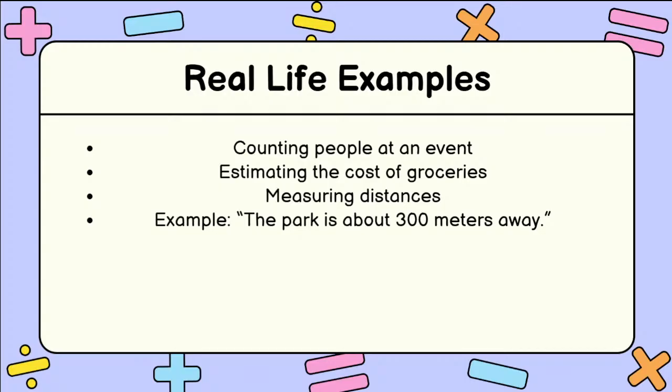And also measuring distances. An example of this is the park is about 300 meters away. We don't know exactly how many meters away the park is, but we can just guess that it's about 300. It could also be maybe 290 or maybe 305 meters, but if we just go in the middle, it would just be 300.